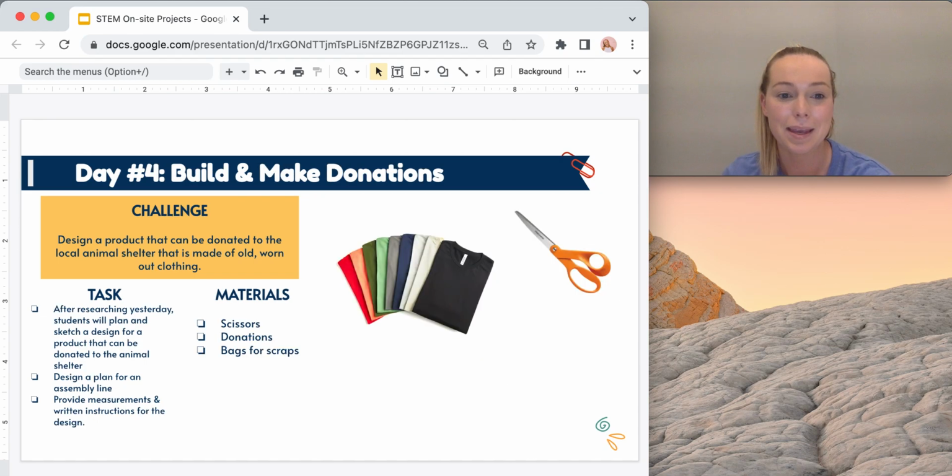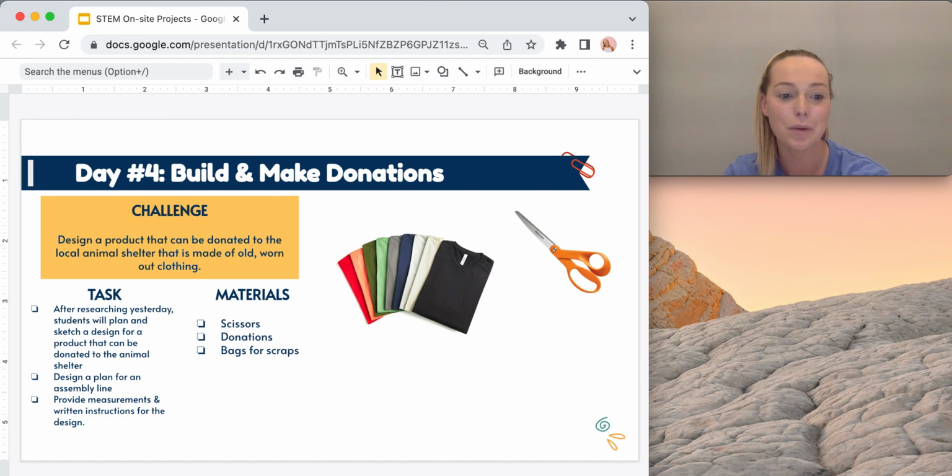But, yeah. On day 4, after researching yesterday, the kids are going to vote on the design that they think is best and is going to make the most products that are quality and durable and meeting the requirements of a dog toy, if you go that route, or a dog blanket. Like if it's a dog blanket, is it going to be something they can lay on, or is it going to be ripped up into shreds?